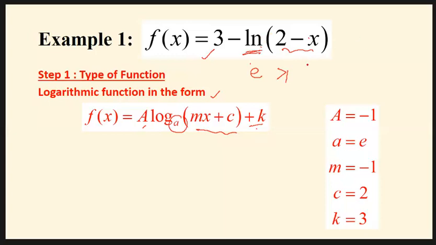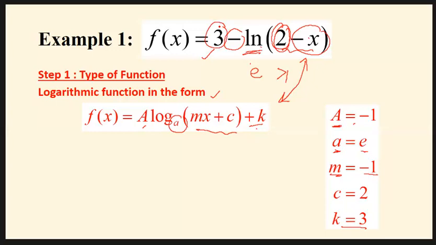And if you want to compare in detail between the general case and the example here, we find out that the capital A here, corresponding to the coefficient of the log, is -1. The base number of the log is base e. The m is the coefficient of x, which is -1. C is the constant in the brackets here, and k is the constant that we have outside of the log.